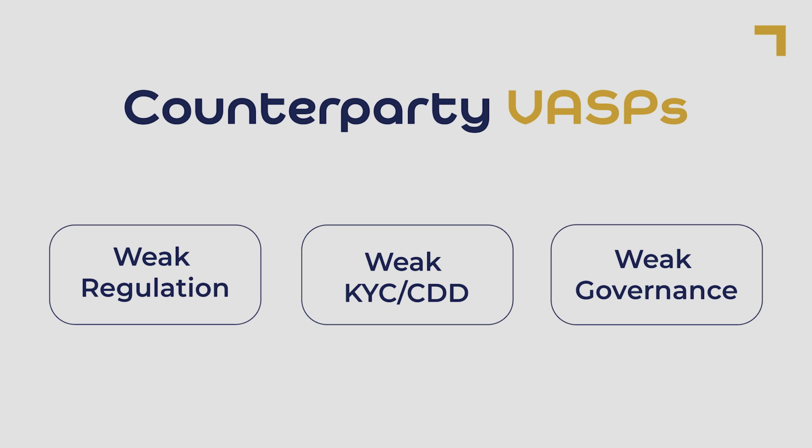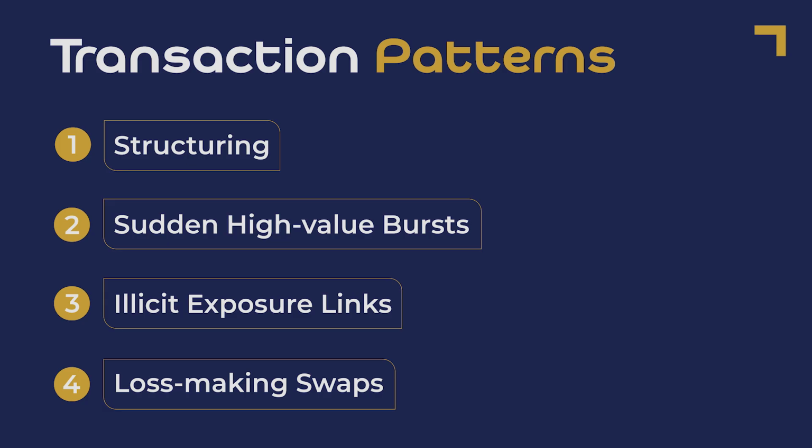And then there is the travel rule. Negligible implementation or failure to transmit originator and beneficiary information is not a minor technical gap. It is a material compliance risk. Let's move to the second category, the transactions themselves.